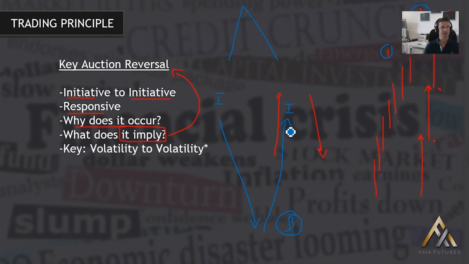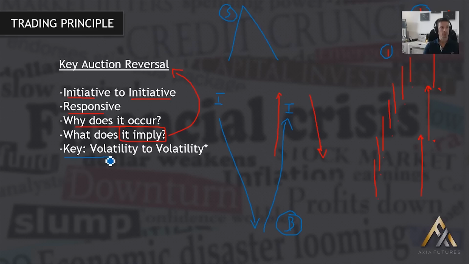Okay, and that's the real crux of a key auction reversal: it's a very powerful price response to see these key auction reversals, simply because of the effort it takes for a buyer to create this reversal, and the inverse, for the seller to create the reversal.